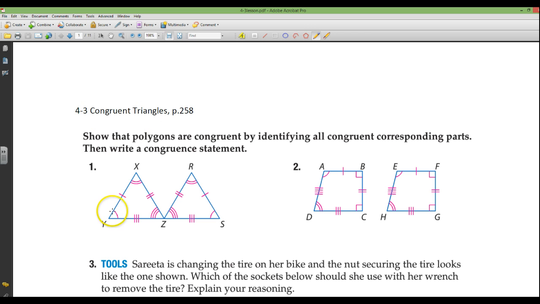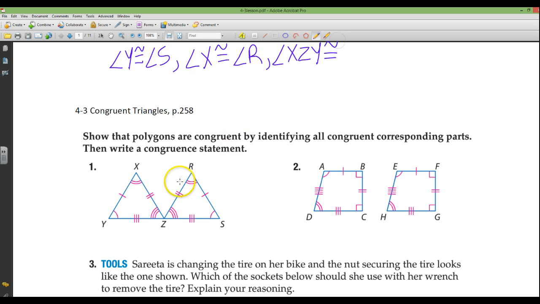we have angle Y, which is congruent to angle S, since they have the same marking. And angle X is congruent to angle R. And we have angle XZY is congruent to, in the same corresponding order, RZS.